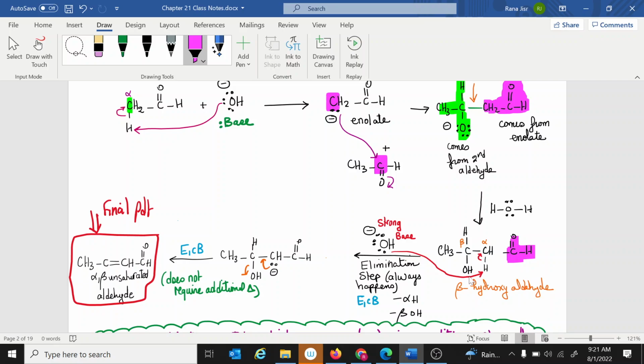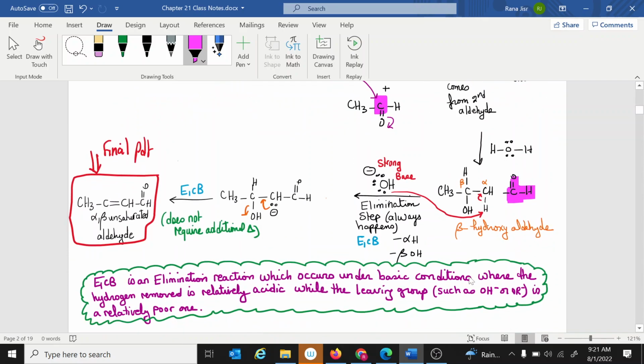And once you form the beta hydroxy aldehyde, the steps are always the same because the base is going to react now by elimination. The type of elimination that I am working with here, I'm going to call it an E1cB. cB means a beta carbon. It's a beta carbon. This is E1cB. It's an E1 elimination on the beta carbon.